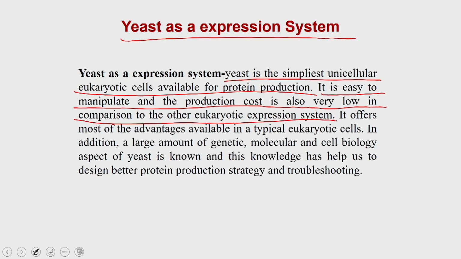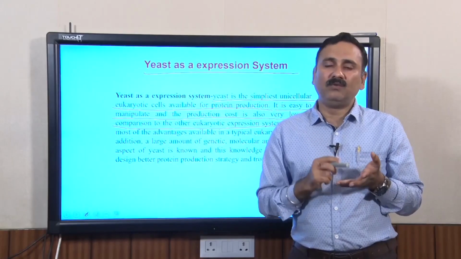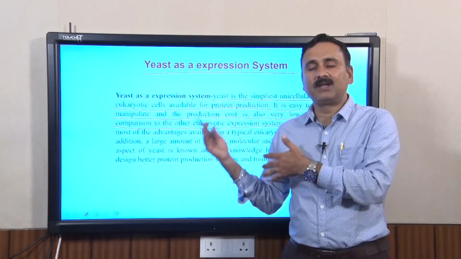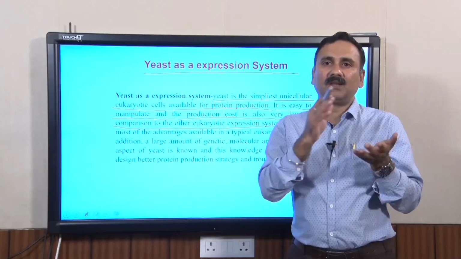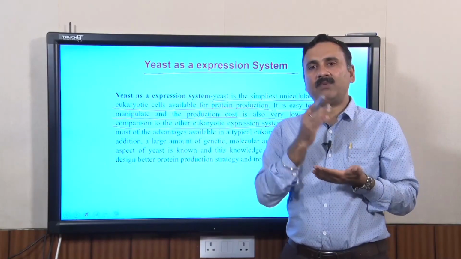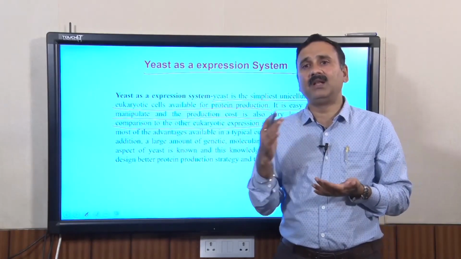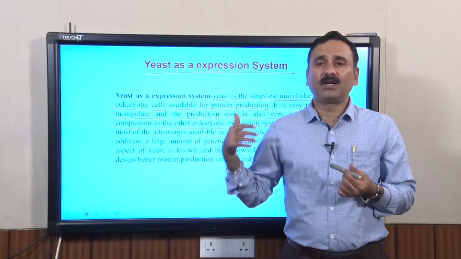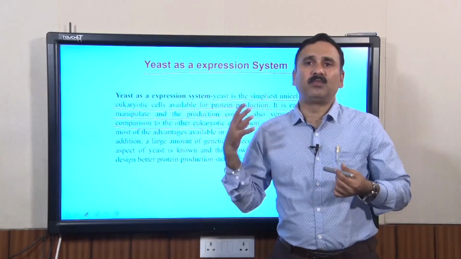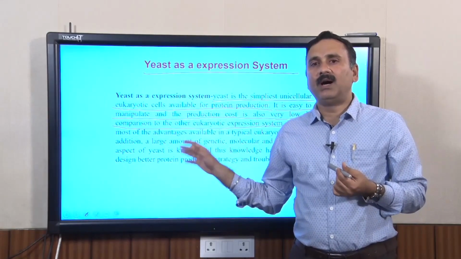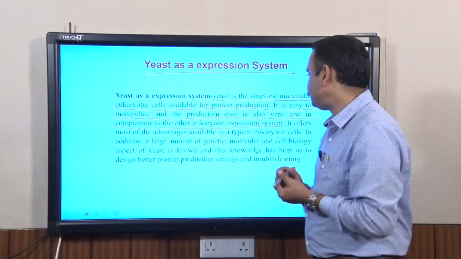So, among the eukaryotic systems you have yeast, you have insect cell lines, you have mammalian cells, and you have virus or bacteriophage based protein production systems. In comparison to these systems, yeast is the simplest system in terms of performing the transformations, in terms of screening the clones, as well as in terms of producing the protein, and ultimately the cost of protein production in the yeast system is very low compared to the other eukaryotic expression systems.